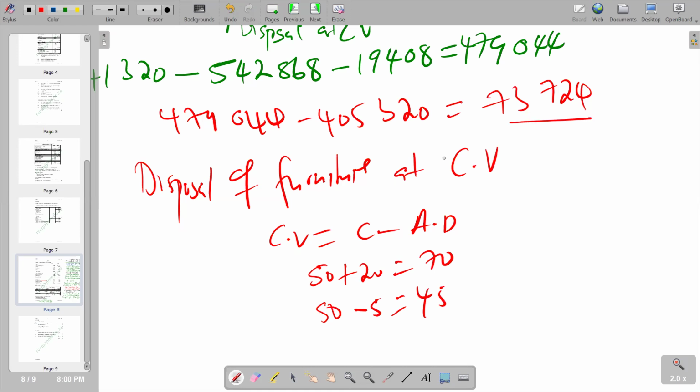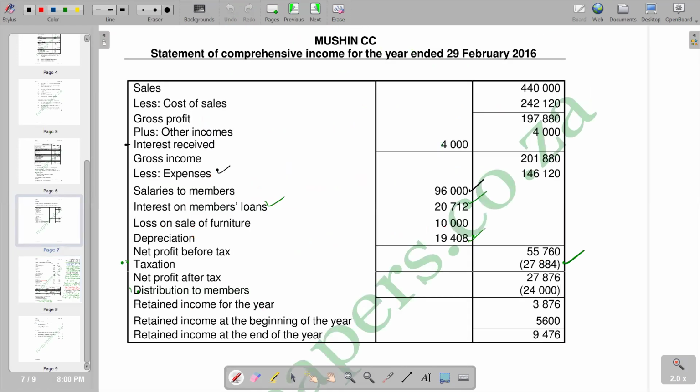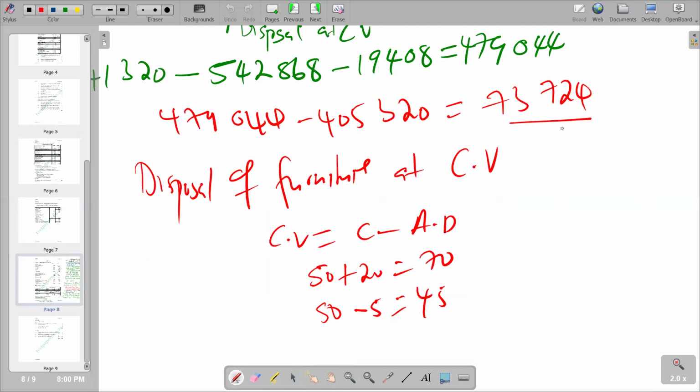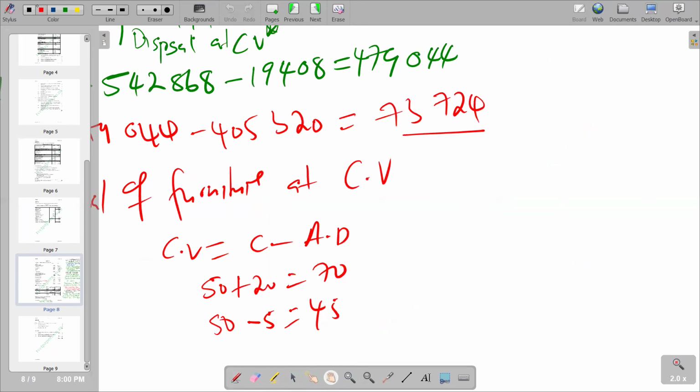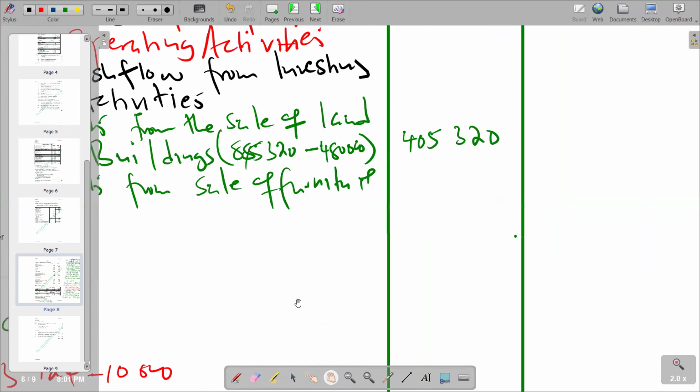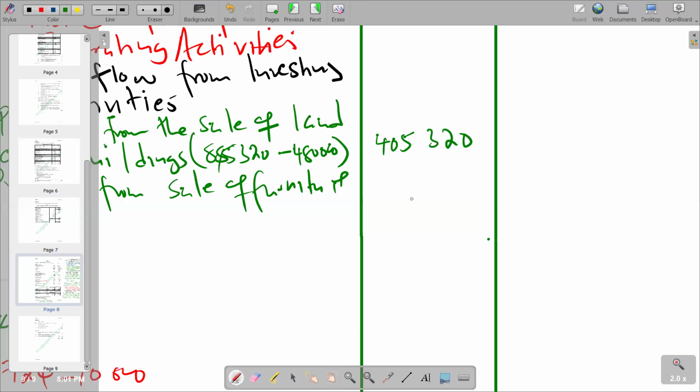So in this case, our carrying value is 73,724. And if you go to the statement of comprehensive income, we know that there was a loss on furniture of 10,000, which means we're going to subtract 10,000 from that figure. So 73,724 minus 10,000 gives the amount that we sold for, which is 63,724. So this is the proceeds from the sale of furniture, 63,724.